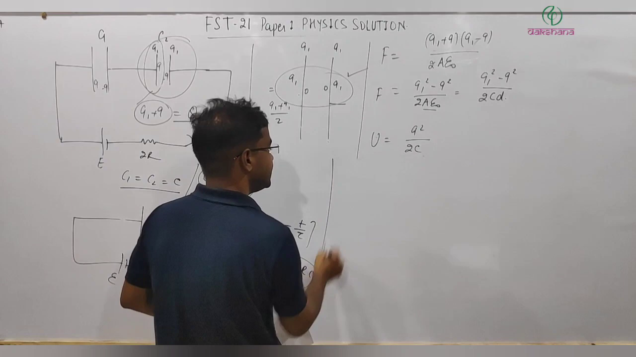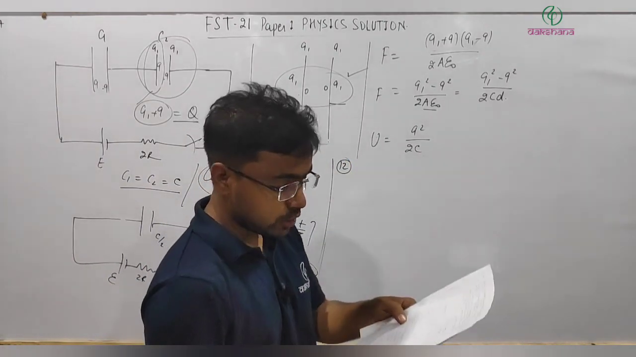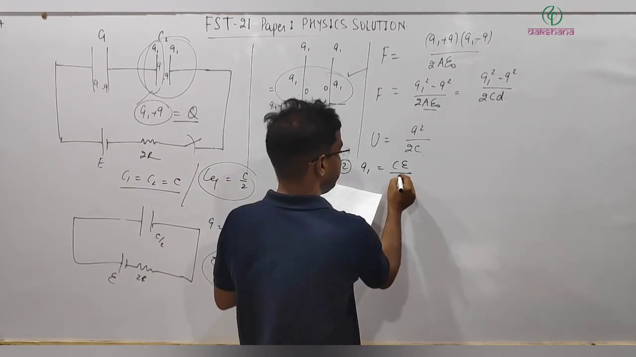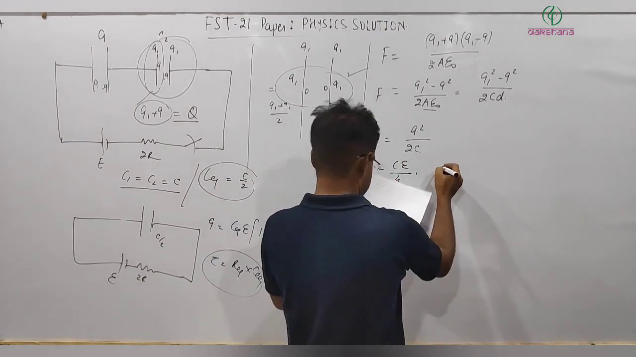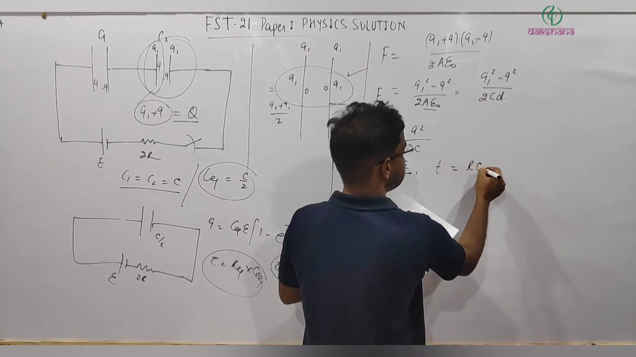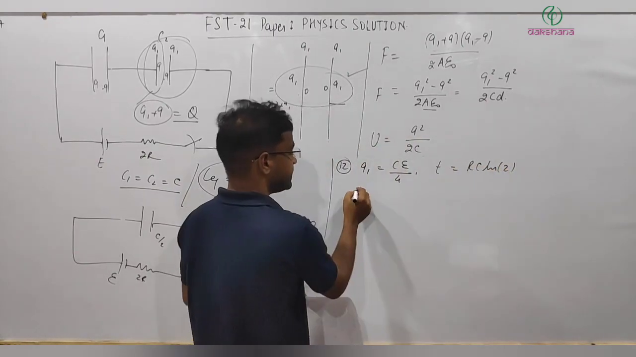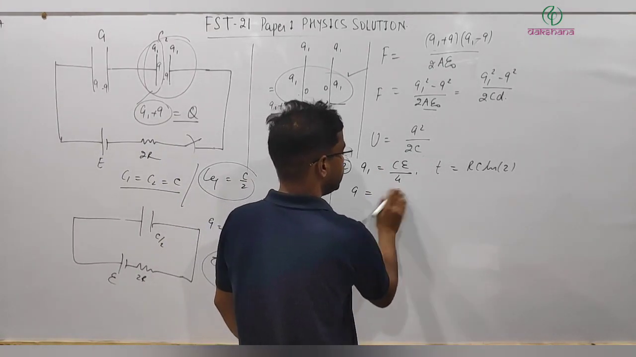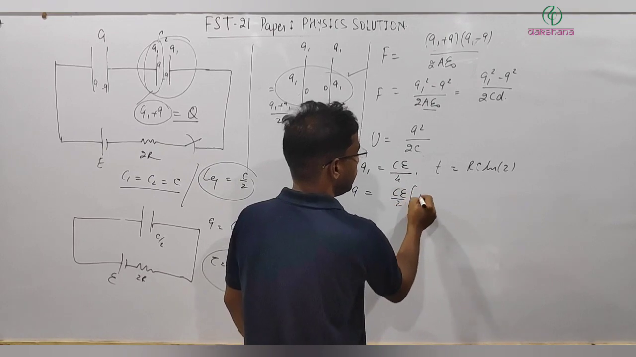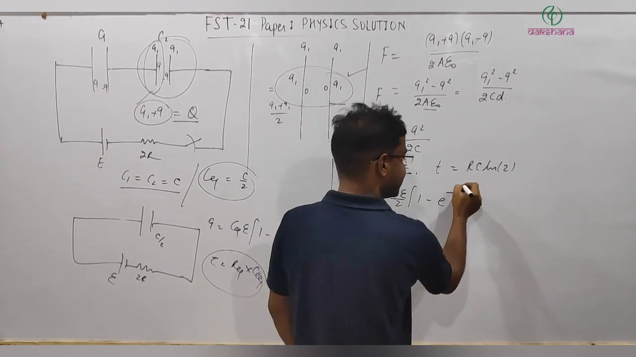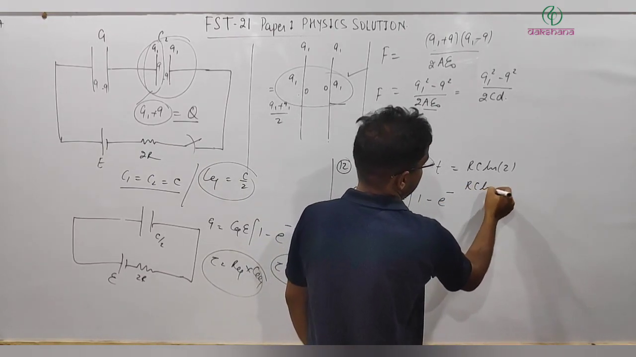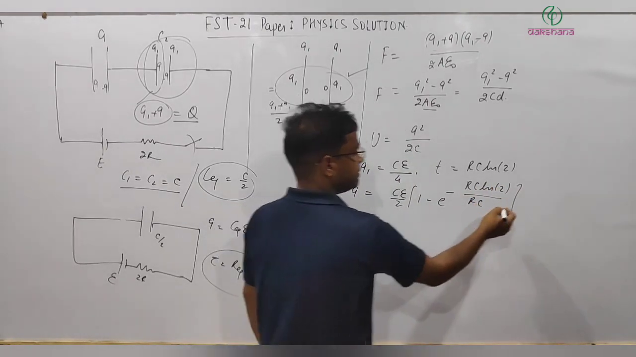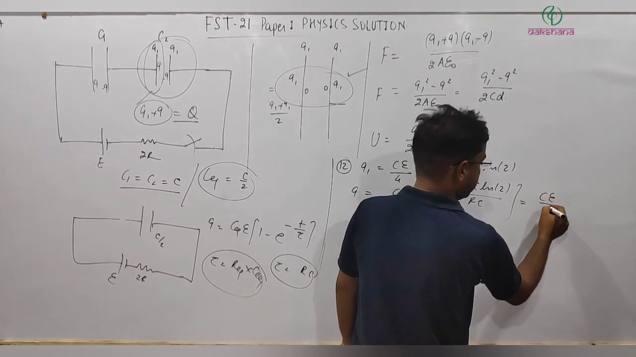So question number 12, it's saying Q1 is given as CE divided by 4, and time T is given as RC ln 2. So let me first get what is Q, the charge supplied by the battery. That is C equivalent, CE by 2, times 1 minus e raised to power minus RC ln 2 divided by RC. So we will be getting exactly CE by 4.